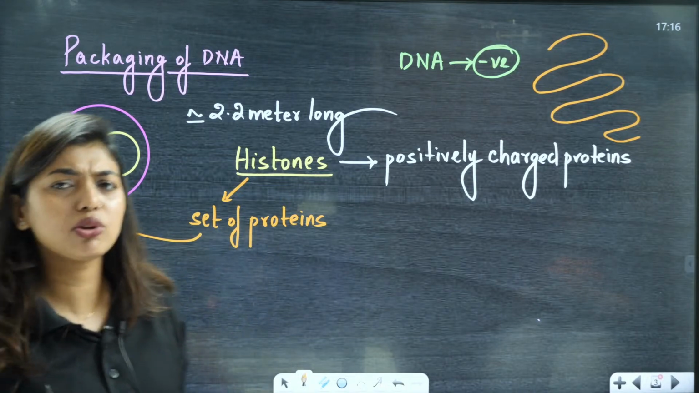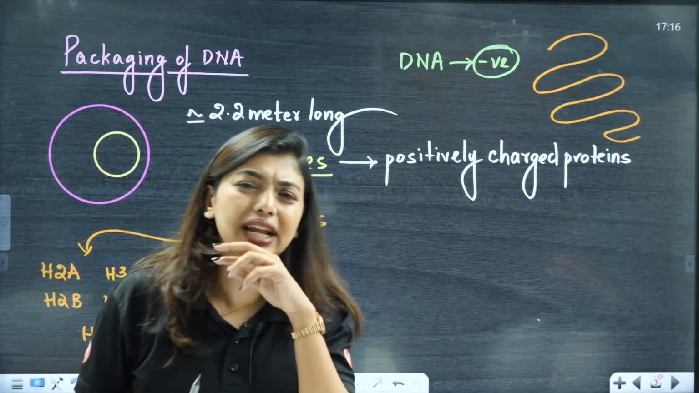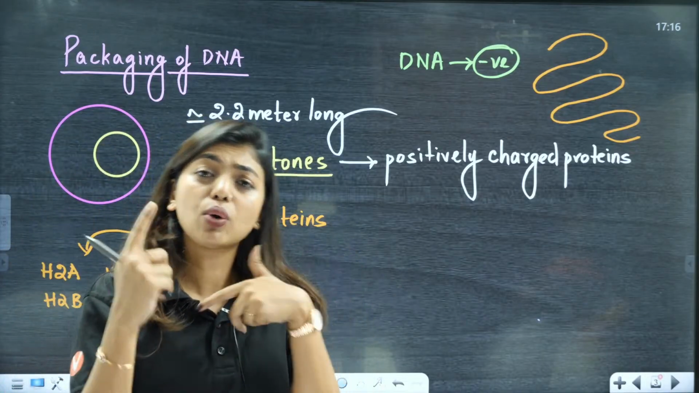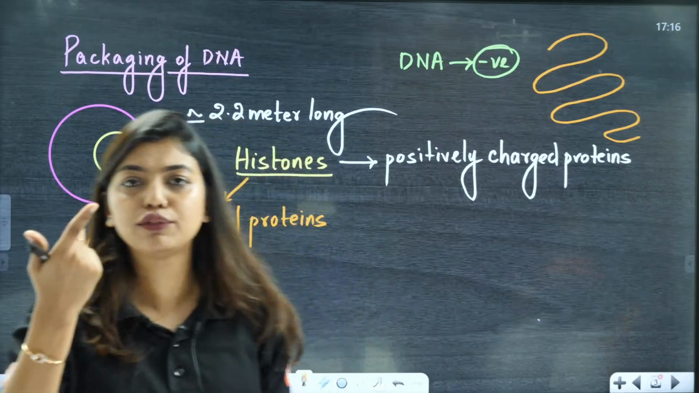How are they going to arrange? How is DNA going to go around them? There is going to be one confusion like that.